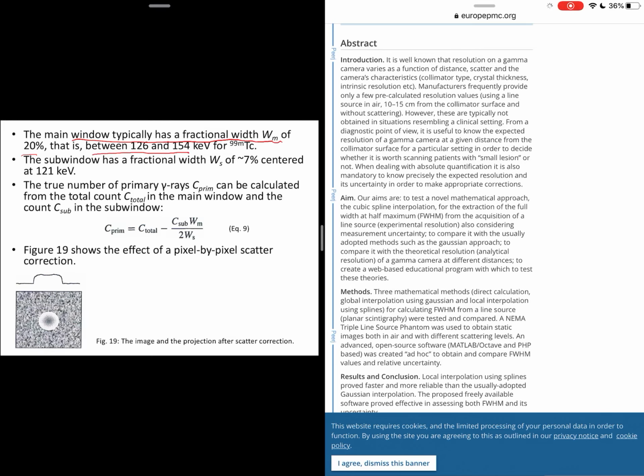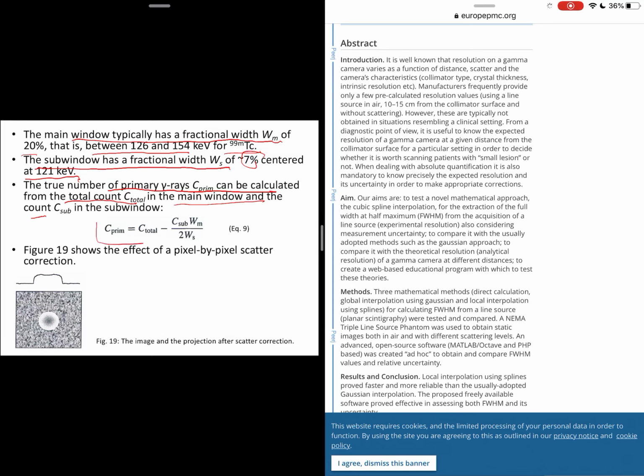So the main window typically has a fractional width, WM, of 20%. That's between 126 and 154 keV. This is for technetium-99m. The sub-window has a fractional width, WS, of approximately 7%, centered at 121 keV.